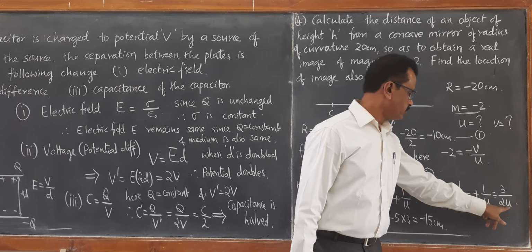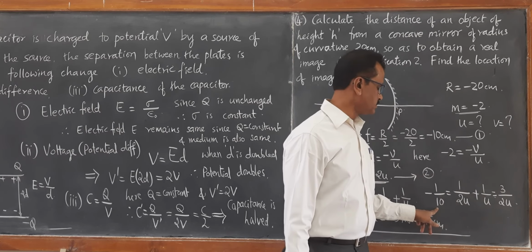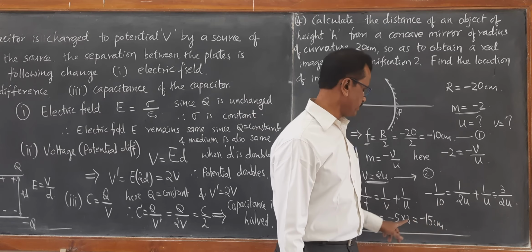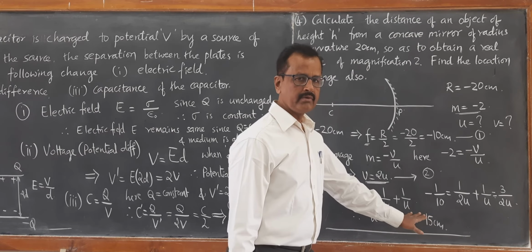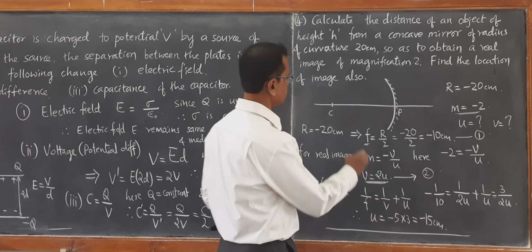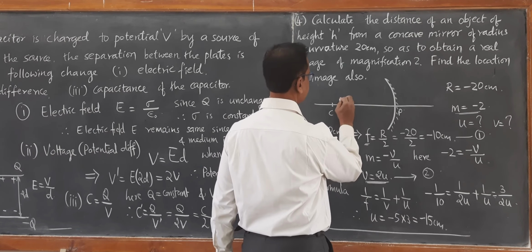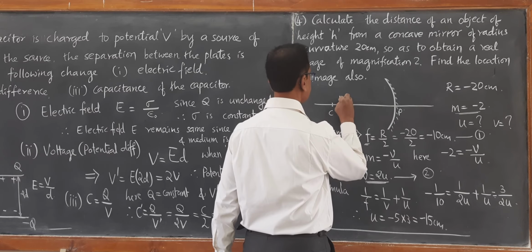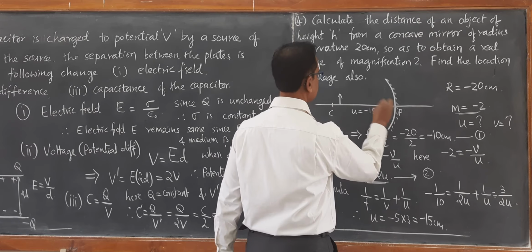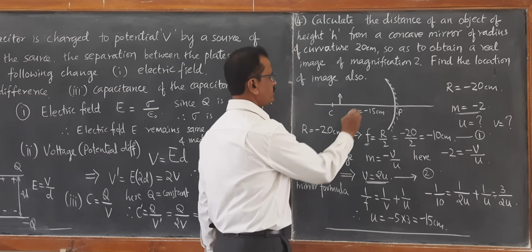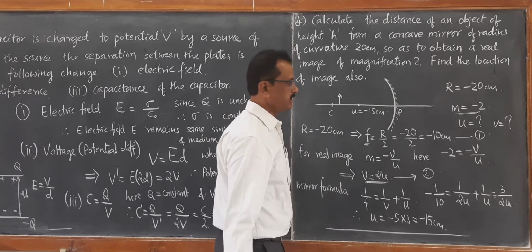2 ones are 2, 5s are 5. Therefore U becomes equal to minus 5 into 3, which becomes 15. Therefore directly we get object distance equal to 15 centimeter. So if the focal point is at 10 centimeter here, the object distance will be somewhere here. U is equal to minus 15 centimeter, beyond the focal length.